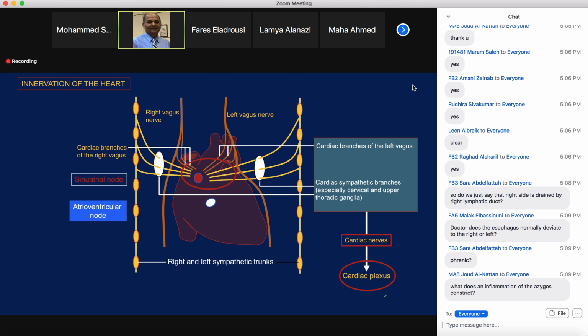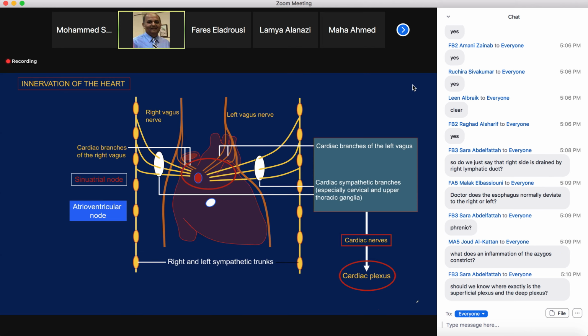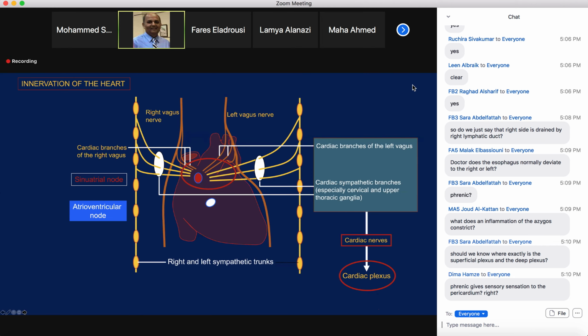Somebody is stuck with that, Yusuf. So, no esophageal impression on the left lung? My dear, on the left lung we have a very small impression. Go back, you will find it. Should we know exactly where the superficial plexus is? No need to go into those details. Just simply know who makes the superficial and deep cardiac plexus and what they do. If you know this functional part, enough. You're not supposed to go to PhD level on these things.